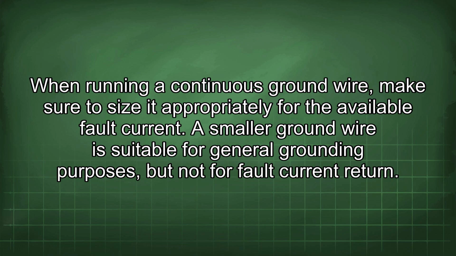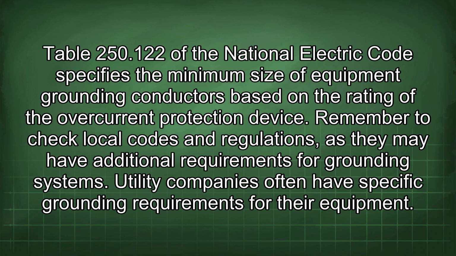When running a continuous ground wire, make sure to size it appropriately for the available fault current. A smaller ground wire is suitable for general grounding purposes, but not for fault current return. Table 250.122 of the National Electrical Code specifies the minimum size of equipment grounding conductors based on the rating of the overcurrent protection device. Remember to check local codes and regulations, as they may have additional requirements for grounding systems.